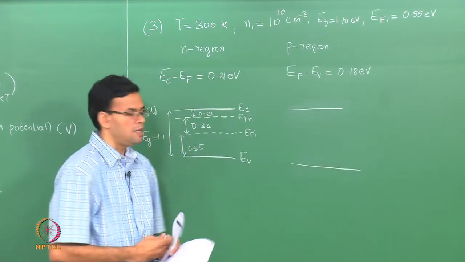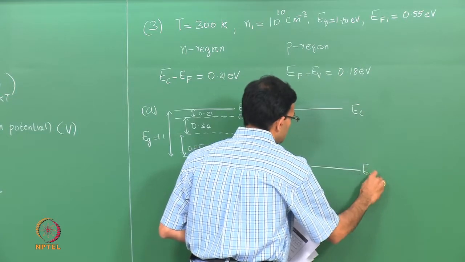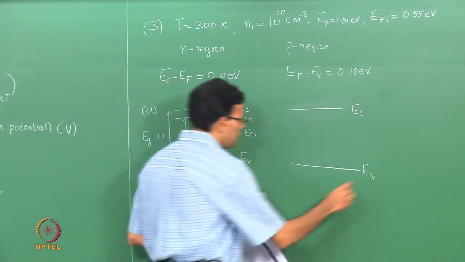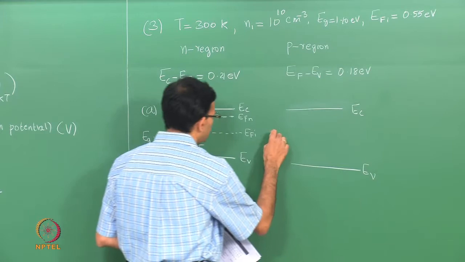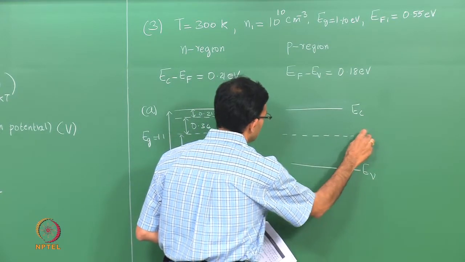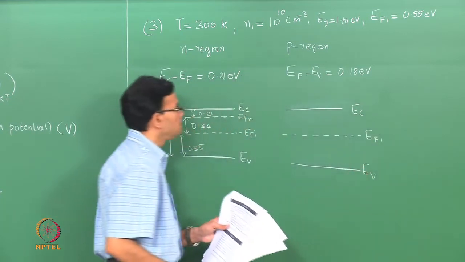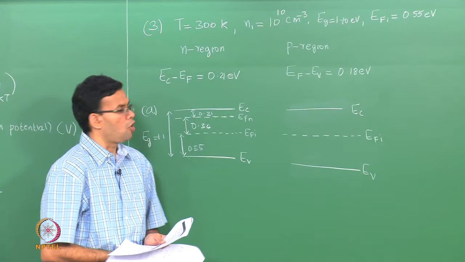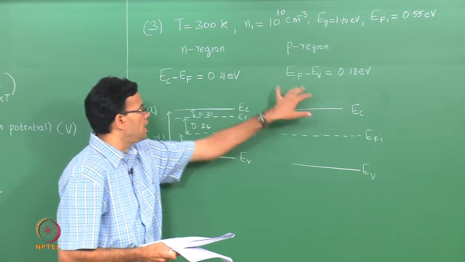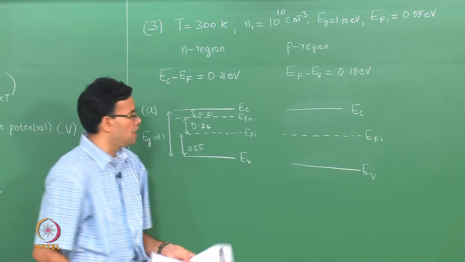So, it is the same silicon. So, EC and EV are located in the same place. EFi will also be located in the center. In this particular problem, EF minus EV is given to be 0.18 electron volts.